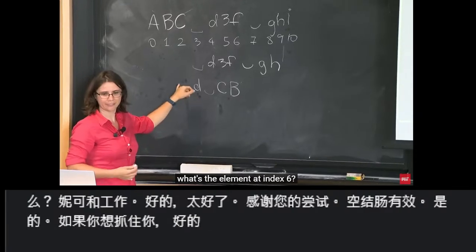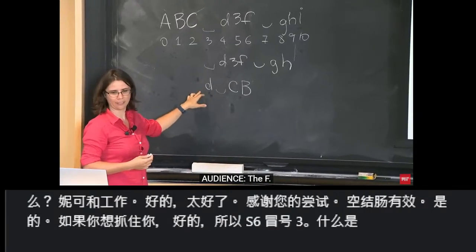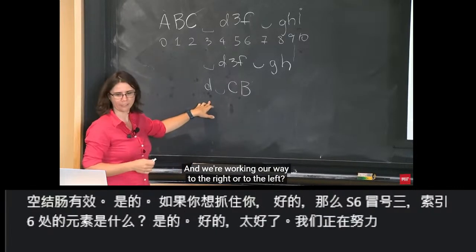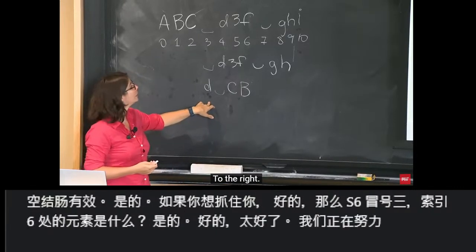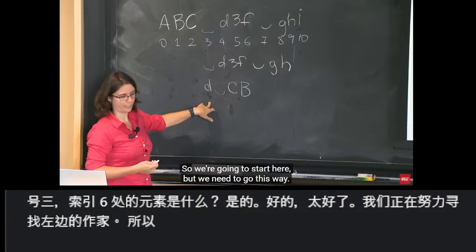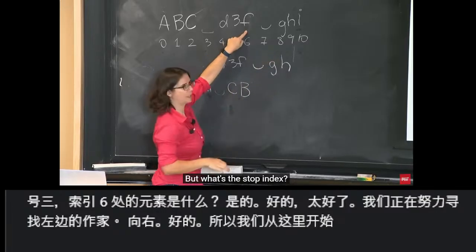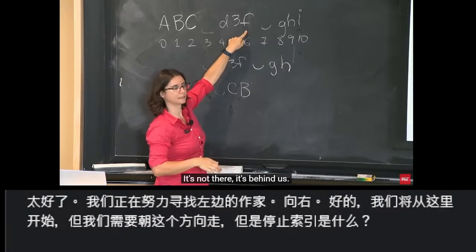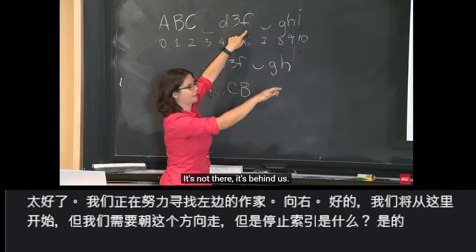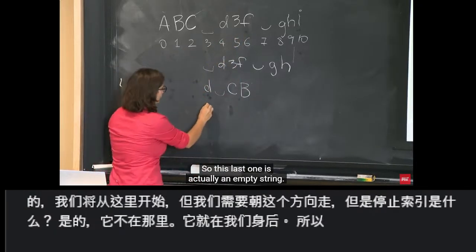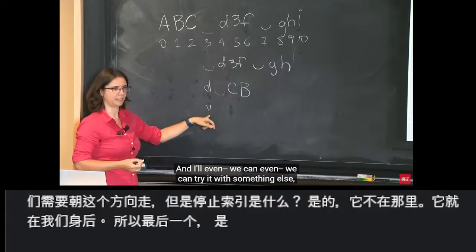All right, so s[6:3], what's the element at index 6? The F. Okay, great. And we're working our way to the right or to the left? To the right. Okay, so we're going to start here, but we need to go this way. But what's the stop index? It's not there. It's behind us. So this last one is actually an empty string.